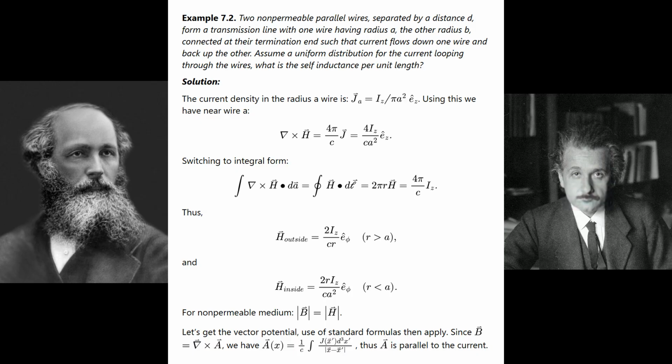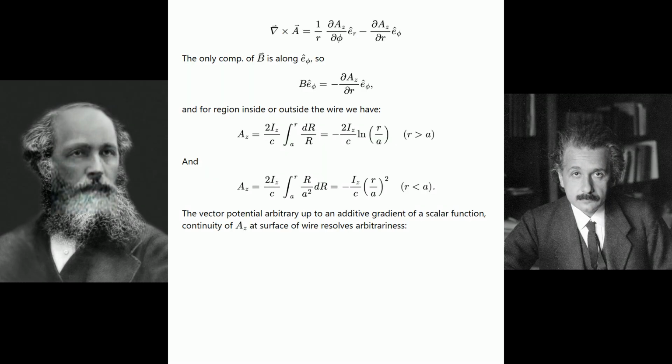Let's get the vector potential. Use of standard formulas then apply. Since B vector equals gradient cross A, we have A of x equals 1 over c integral of the fraction with numerator J of x vector prime, d cubed x prime, and denominator the absolute value of x vector minus x vector prime. Thus, A is parallel to the current. Thus, the only component of A is A sub z. So, see the next equation. The only component of B vector is along e hat sub phi, so see the equation shown.